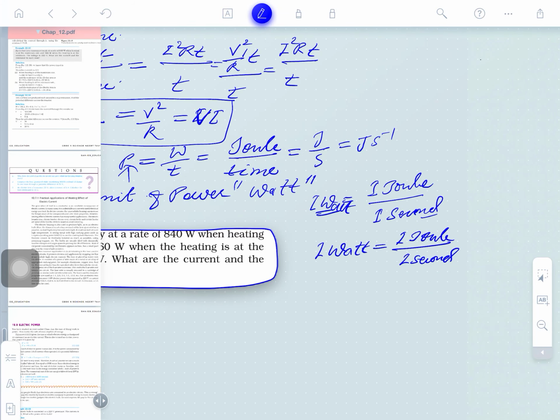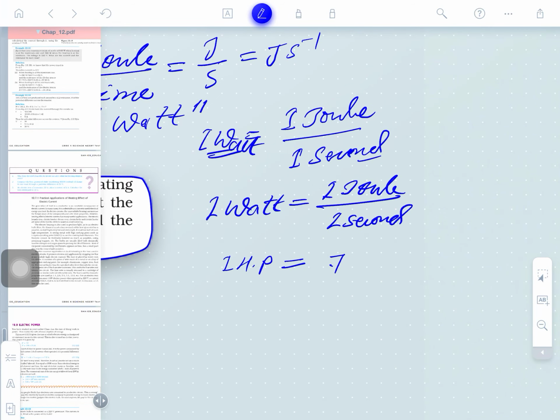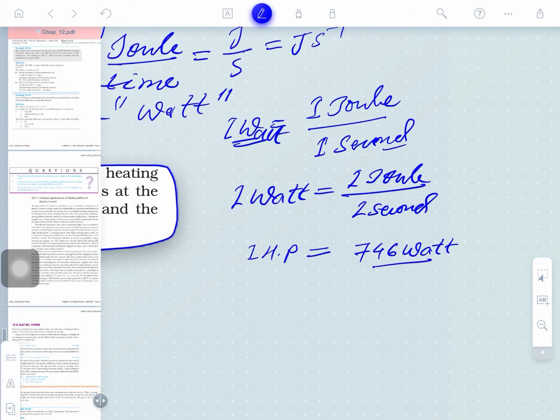Another commercial unit is also used, called HP, horsepower. 746 watt together is called 1 HP. And sometimes 1 kilowatt, which is 1000 watt, is used. Sometimes a bigger unit of electric power is used here, so it's called 1 kW, 1 kilowatt. Is that clear?